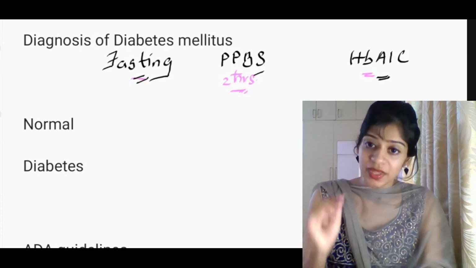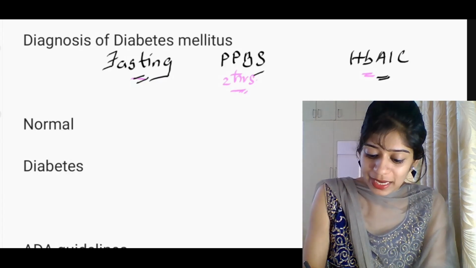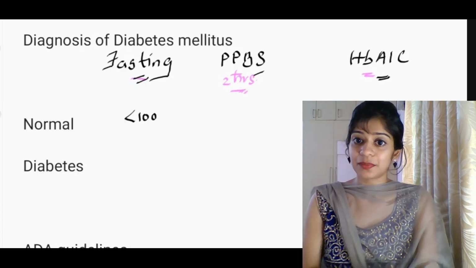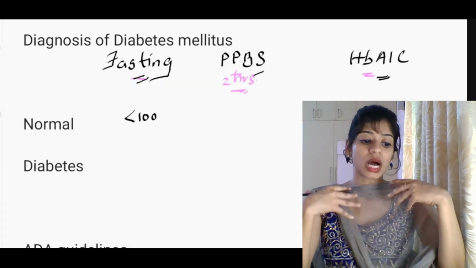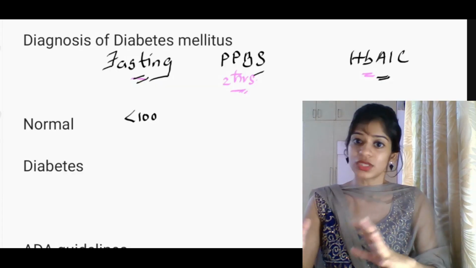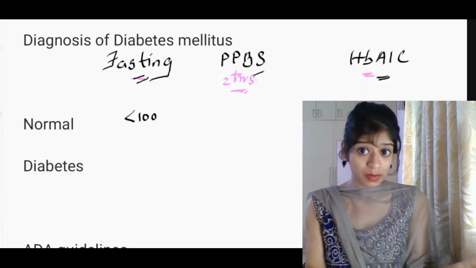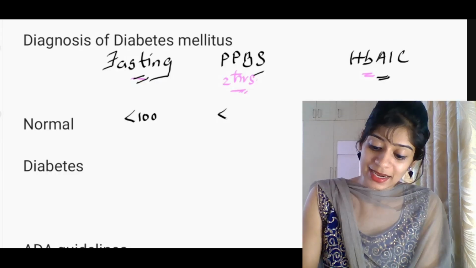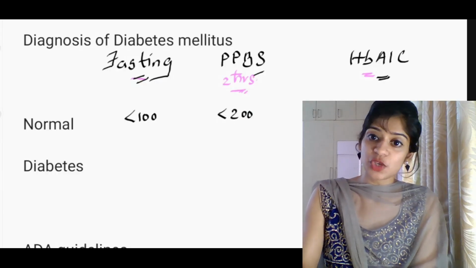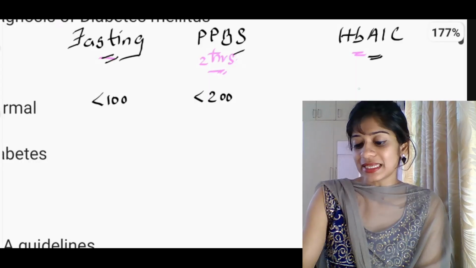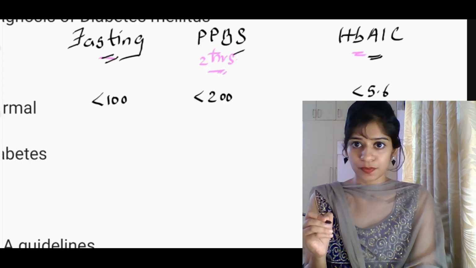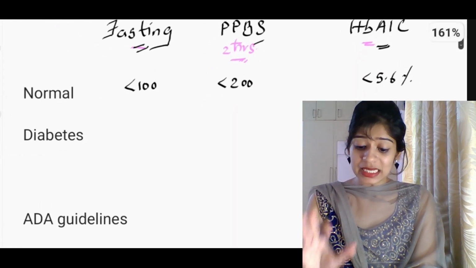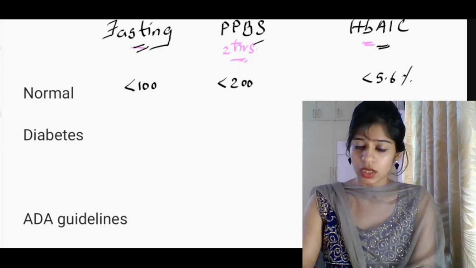See, normally, fasting blood glucose should be less than 100. And PPBS, what is that? Postprandial blood sugar. You ask the patient to eat something and after 2 hours you check the blood sugar. That is postprandial blood sugar. In a normal person, it should be less than 200. And HbA1c in a normal person should be less than 5.6%. Simple, no?